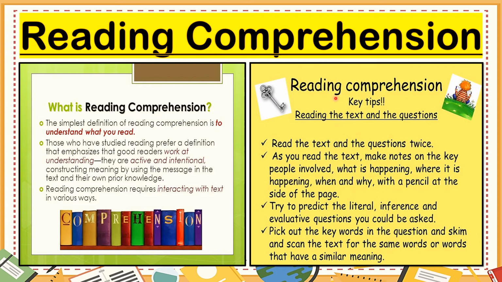Reading comprehension key tips: reading the text and the questions. Number 1, read the text and the questions twice. Number 2, as you read the text, make notes with a pencil at the side of the page on the key people involved, what is happening, where, when, and why. Number 3, try to predict the literal, inference, and evaluative questions you could be asked. And the last one, pick up the keywords in the question and skim and scan the text for the same words or words that have a similar meaning.